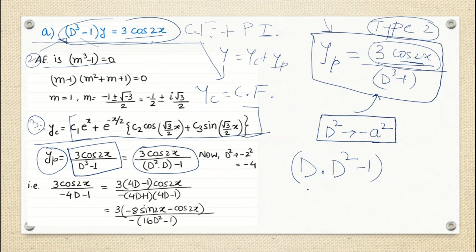So this d is as it is here, right? And this d square is nothing but minus 2 square. Minus 2 square is what? Minus of 4. Okay, so this is minus 4d minus 1. Correct? Minus 4d minus 1. And if you see, this same thing we are seeing here also, right? The numerator is 3 cos 2x and the denominator is minus 4d minus 1.